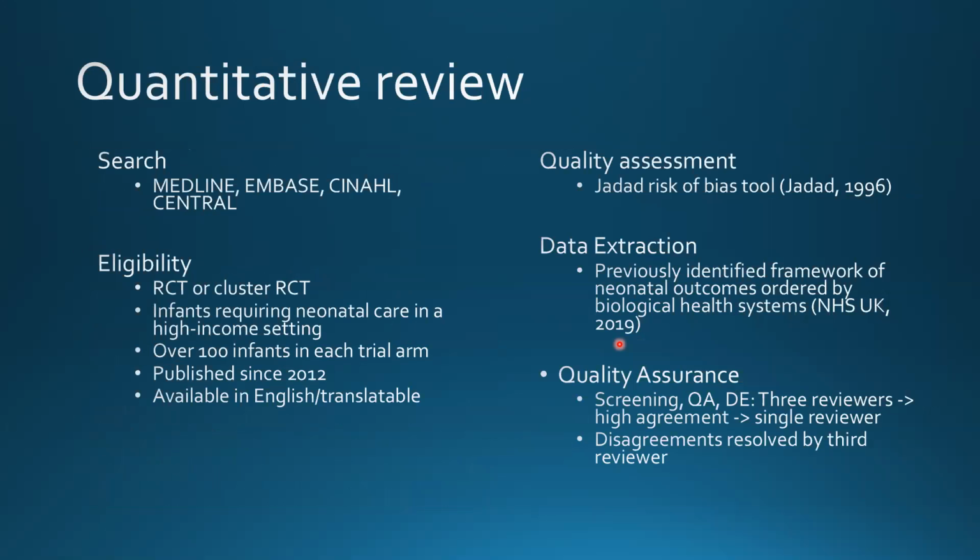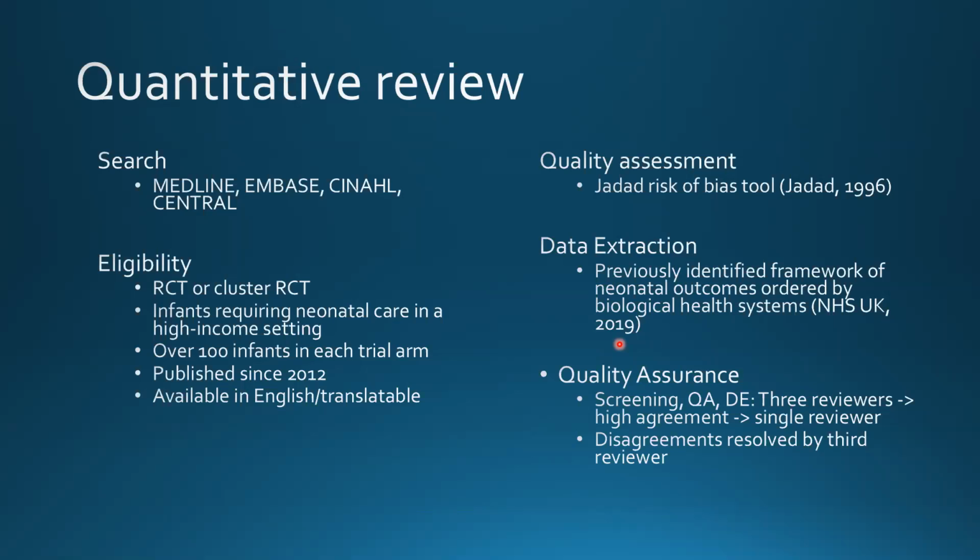So we did 2 reviews. We did a quantitative systematic review and we did a qualitative systematic review, okay? And so I'm going to refer to them as the quantitative review and the qualitative review. For the quantitative review, it's pretty standard. We searched for electronic sources of research, Medline, Embase, Cinahl, and Central.